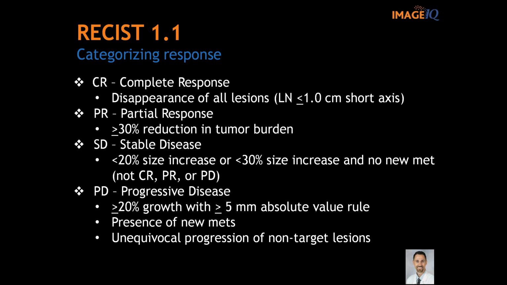Progressive disease is a greater than 20% increase in growth, where you also have to have a minimum 5 millimeter absolute value rule. So if you went from 5 millimeters to 7 millimeters, that may be more than 20%, but it doesn't meet the 5 millimeter rule. You have to have at least a 5 millimeter increase. Presence of new mets that are confirmed as new mets is definitely progressive disease. And you can also define progressive disease as unequivocal progression of non-target lesions. That's pretty uncommon to call, but it does occasionally happen in clinical trials.